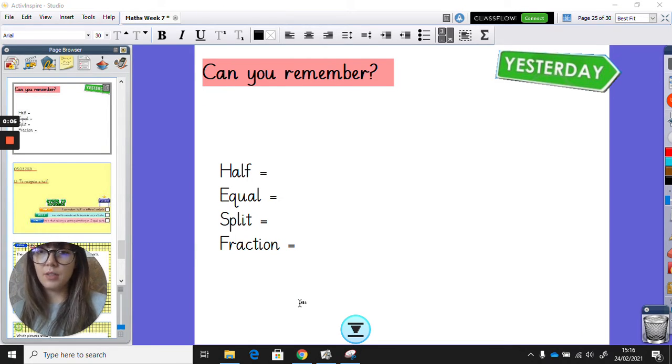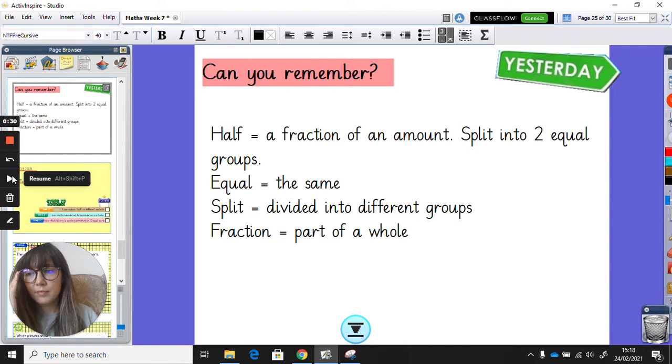The first thing I would like you to do is think about what we have been learning about previously, what you might have learnt in year 2 and what we learnt yesterday. And I would like you to see if you can think of a sort of definition for each of these 4 words. Half, equal, split and fraction. Have a go and then pause the video here and I will show you the answers in a second.